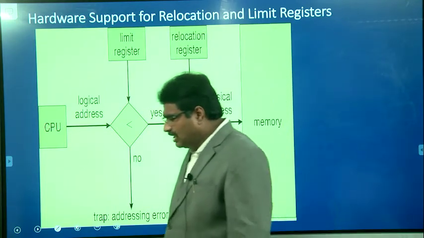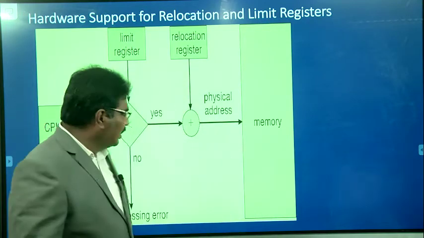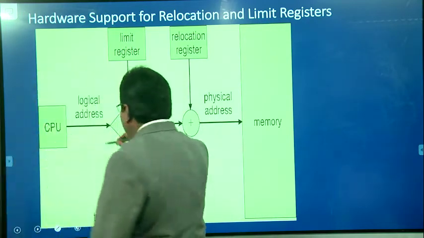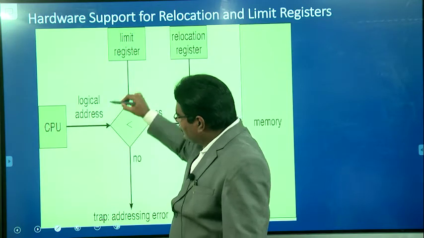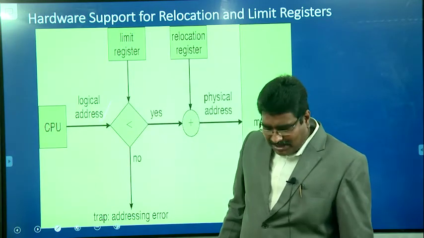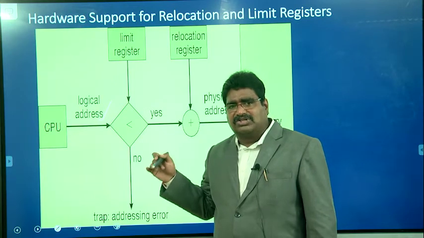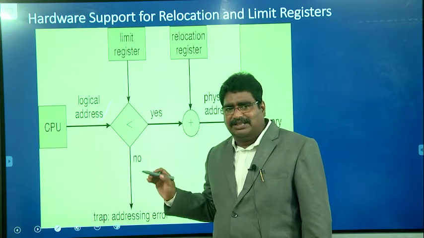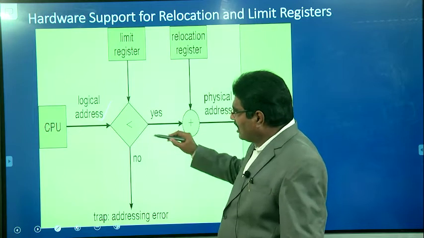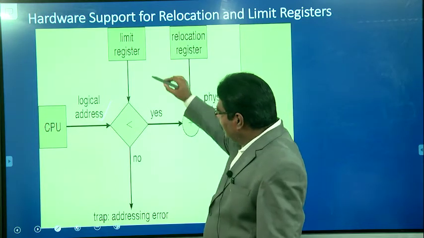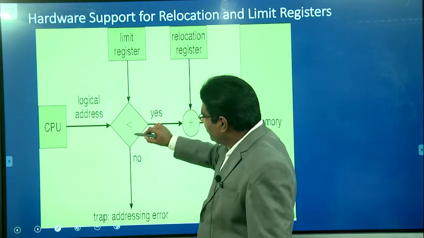So already we know that the CPU generates the logical address. The CPU simply generates the logical address. The logical address is nothing but based on the beginning of the program: what is the address of the particular instruction or the data? It is generated by the processor. And once the logical address is generated, it is simply compared with the limit register.